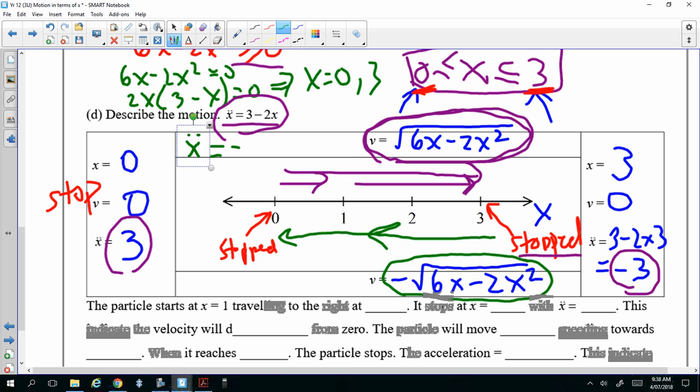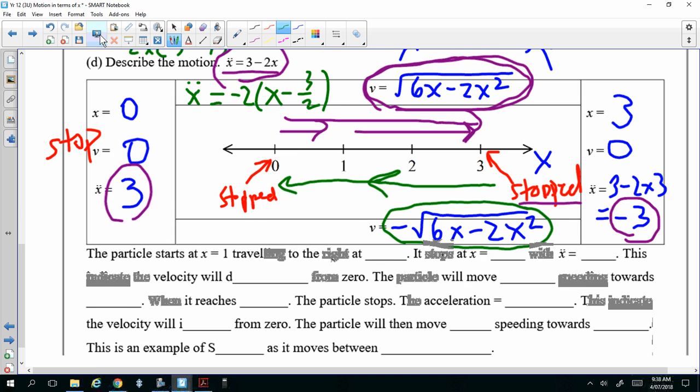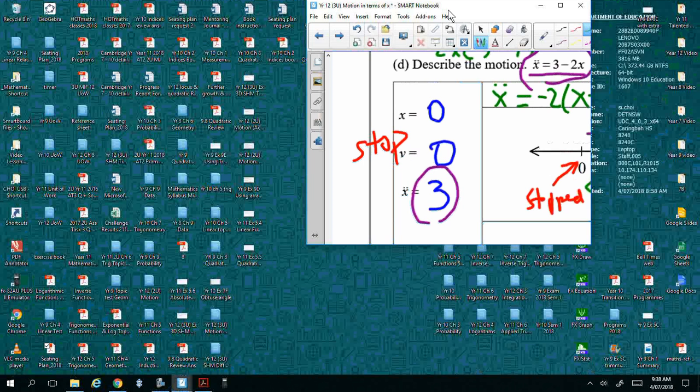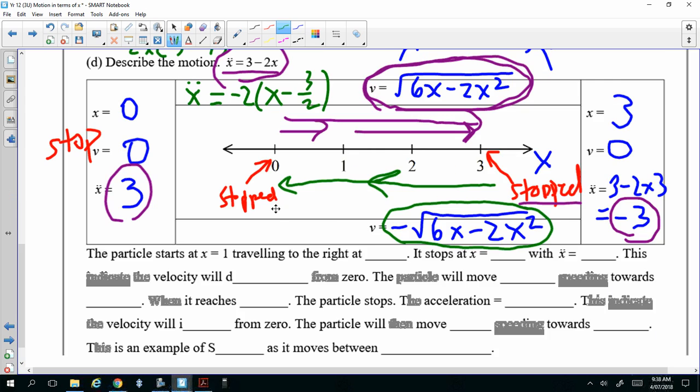Now let's describe this again. So let's go through this. Okay, so the particle starts at 1, traveling to the right at v equal to 2. As we see here, when x is 1, v equals 2. So it's moving to the right at 2 meters per second.